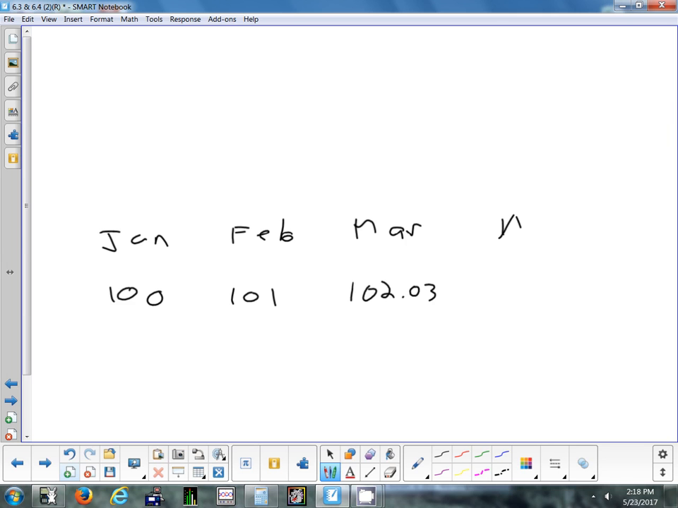How about when you start making interest in April? What's your initial amount now? $102.03. So each month you make interest on what you had originally, plus you make interest on the interest they gave you. So now you've got an extra $2.03. It's not a lot of interest, but it's a little bit.